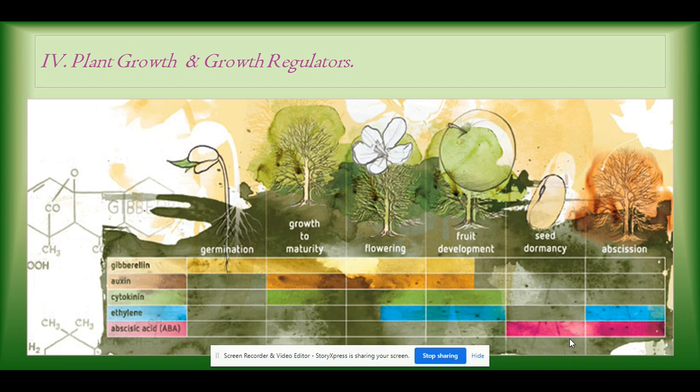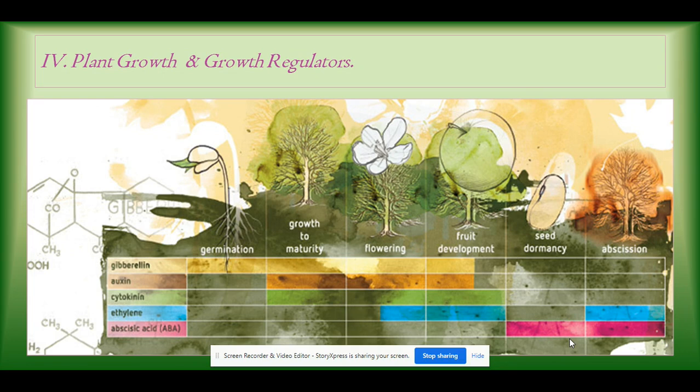The final module will discuss plant growth and growth regulators, where the different growth hormones, gibberellin, auxin, cytokinin, ethylene, abscisic acid, etc., will be discussed in the processes associated with germination, growth to maturity, then how flowering occurs, then fruit development, seed dormancy, and the abscission processes, where the plant moves to a process of senescence.